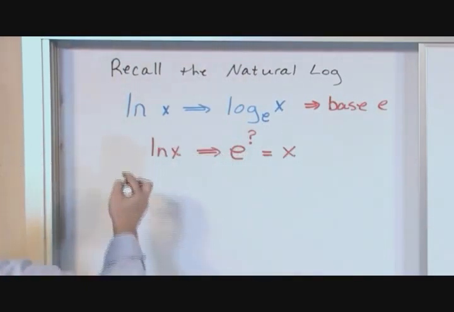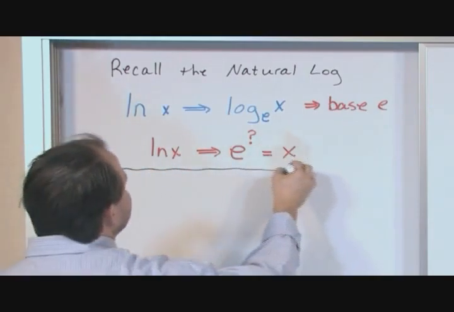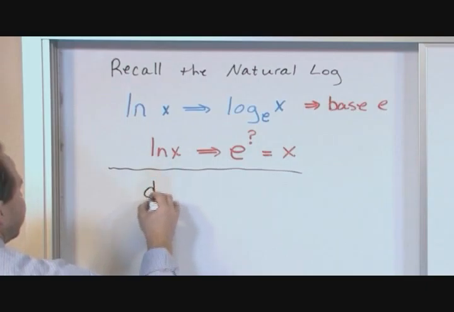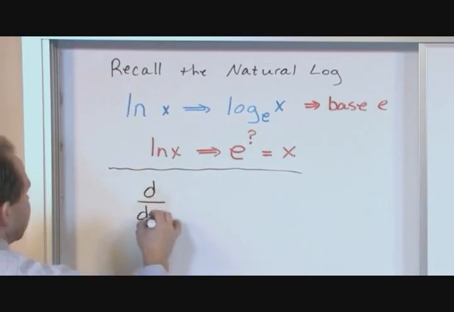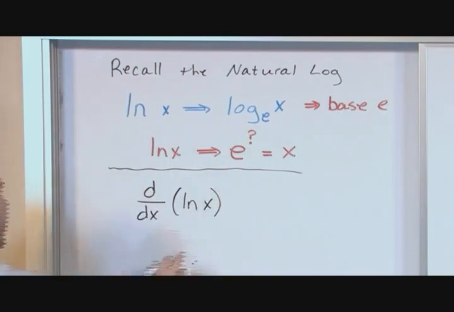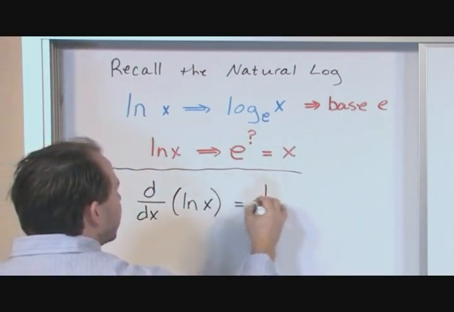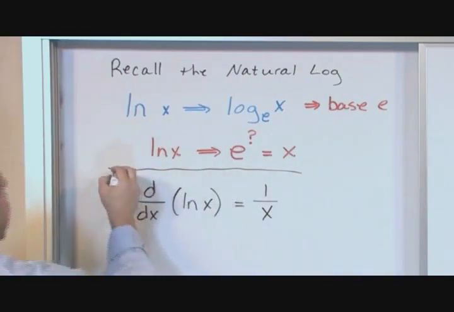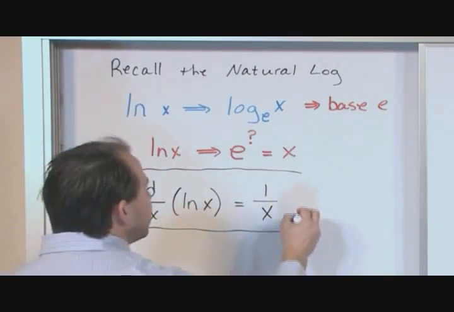Now, the good news is it's extremely simple to take the derivative of this guy. And I'm just going to write it down and we'll talk about it a little bit. The derivative of the natural log function, ln of x, is simply equal to 1 over x. And that's it. And there's no proof here. I haven't proved anything to you. I'm not going to try to prove anything to you.